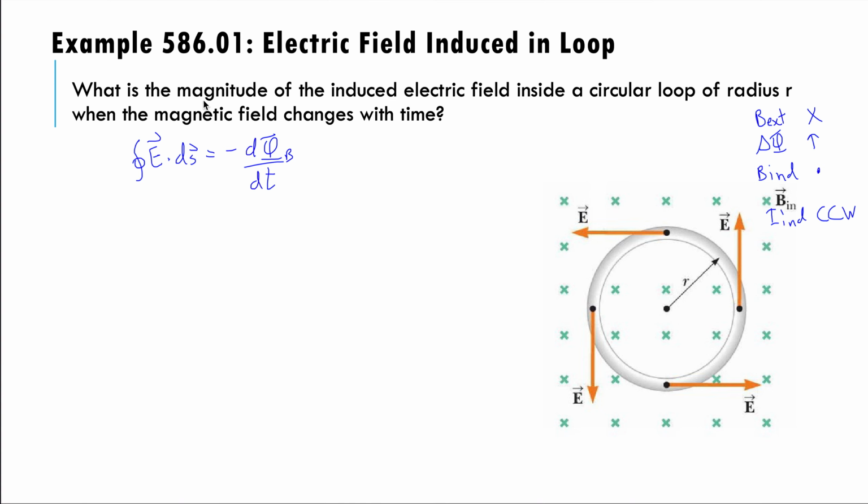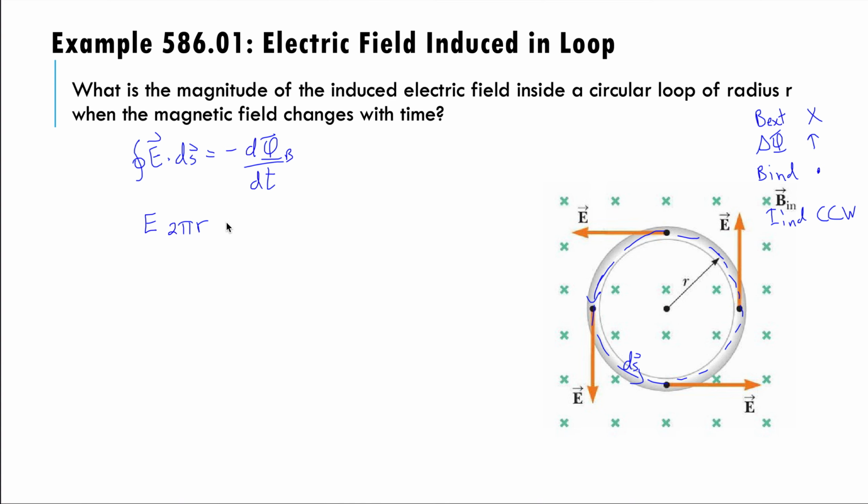So let's go ahead and pick our loop. It says a radius r, so we can pick a loop here. That is going to be our loop along which we integrate. And so we know that the electric field is tangent to this loop at any point, so it's tangent to the little elements ds. So with E and ds being parallel, the dot product is just the product of magnitudes, and we know that E is also constant around this loop because it's the same distance from the center. So this becomes E times the length of the path, which is just the circumference, 2 pi r.